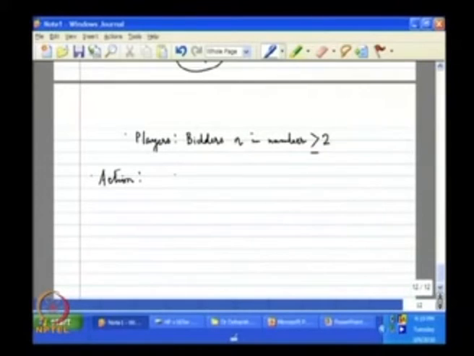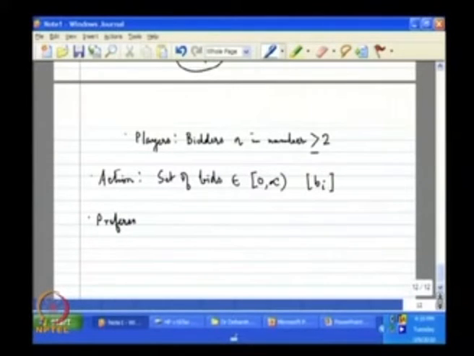So, what are they deciding on? It is a set of bids, which is any non-negative number. So, Bi is being determined by player I. Finally, preferences. Now, in general, let us write what is the payoff of player I.